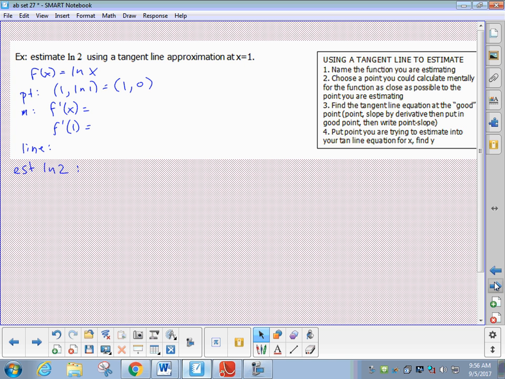At the end of this, hopefully we'll say the natural log of 2 is approximately 1.